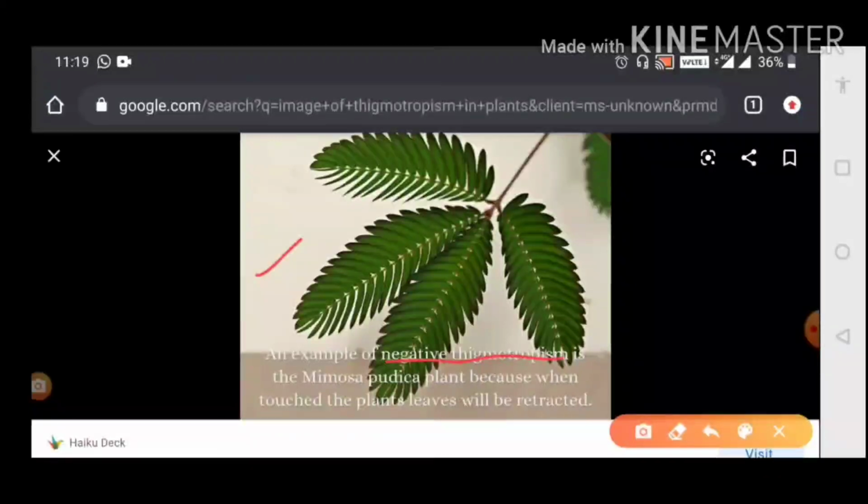I hope you have understood the tropic movements. Let us revise once. Tropic movements are directional movements of plants where growth happens, and based on the stimuli they are of different types: phototropism, geotropism, hydrotropism, chemotropism, then thigmotropism. Okay, hope you have understood the video.